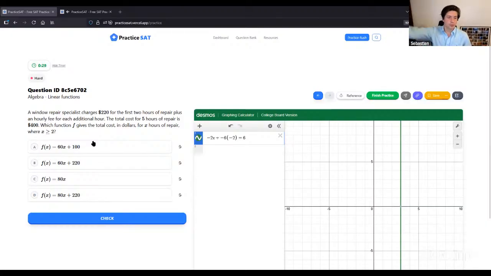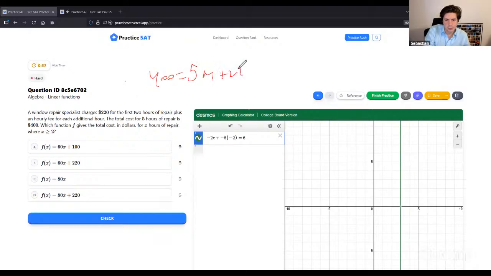Okay, so this one's tricky because we have to account for the fact that the first 2 hours is 220. People will often just put plus 220, but for the first 2 hours, how much work are they going to do? So 5 hours is going to be some value. So let's say 400 equals 5 times the m, let's say plus 220 for now, but it's going to go away. So 5m equals 180.